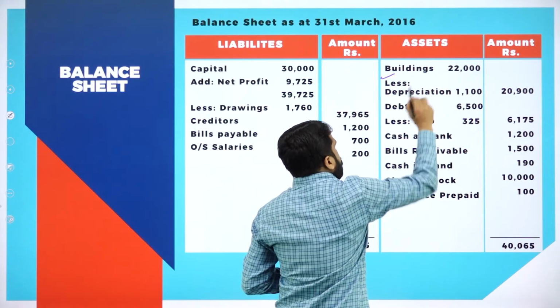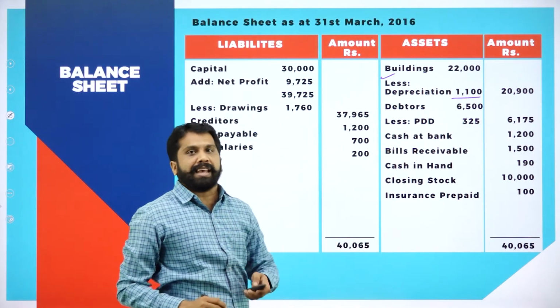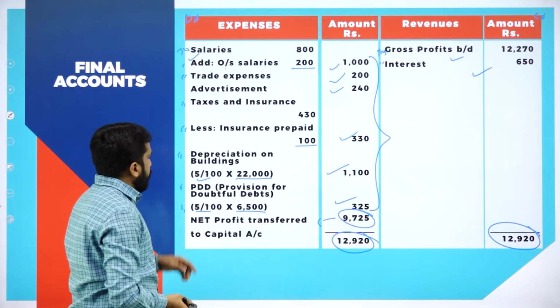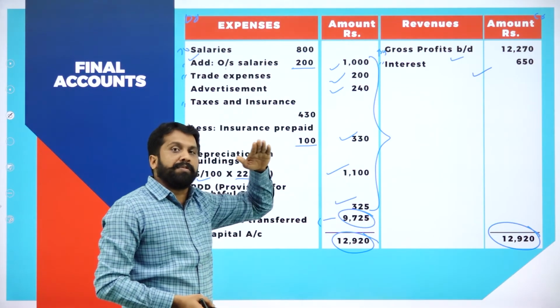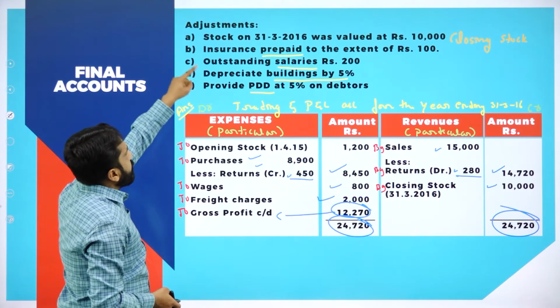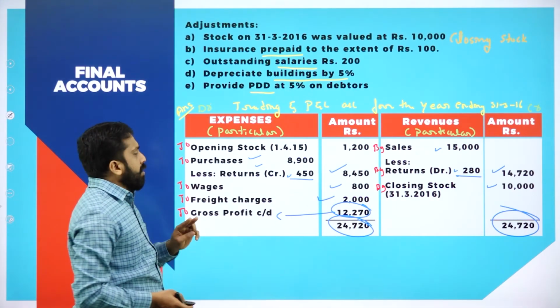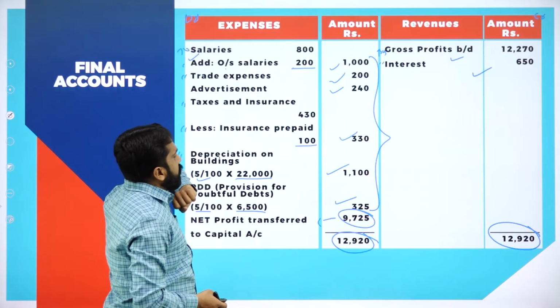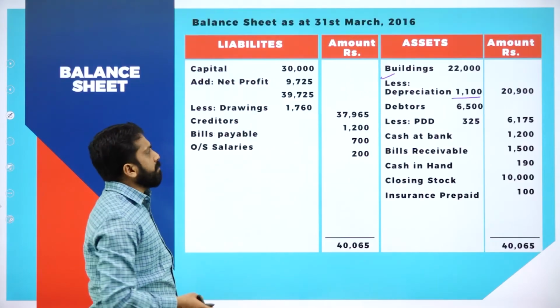Building, you have 22,000. We have depreciation 1,100. It is already calculated. I'll go back. See, your building depreciation is how much? 1,100. We have to minus. As I told you, whatever comes under adjustment, it has a two-fold effect. Once the depreciation you have taken here, again we will take it in balance sheet.